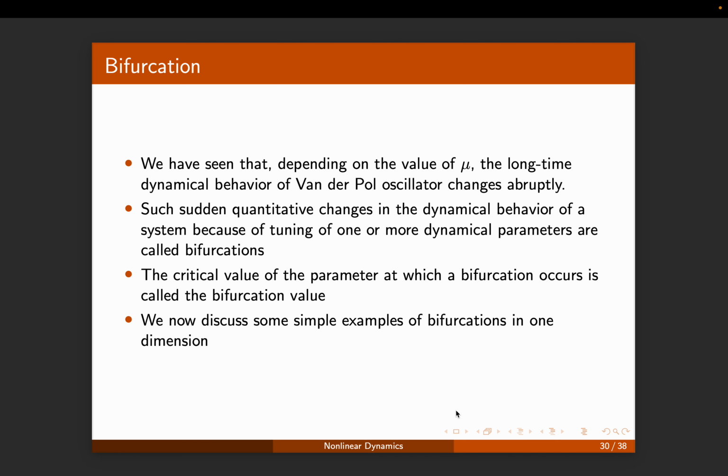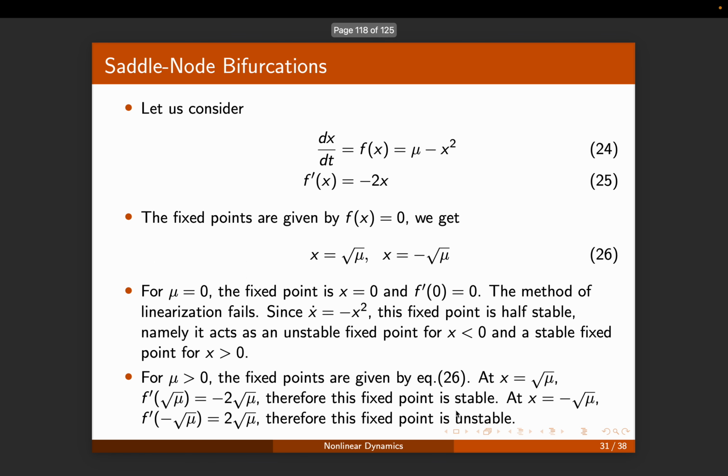We now discuss some simple examples of bifurcations in one dimension. Let us look at this dynamical equation, x dot equal to mu minus x square. Here f of x equals mu minus x square. Therefore, the fixed points are given by equating f of x to 0. So, we get x equal to plus or minus square root of mu. Here f prime of x is minus 2x. So let's look at the nature of the fixed point depending on the values of mu.